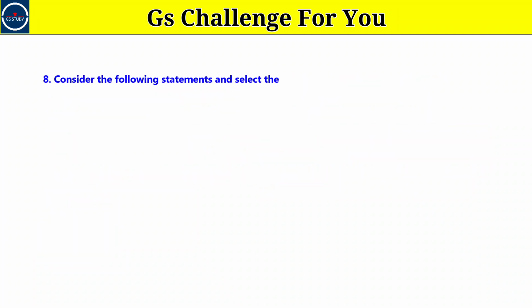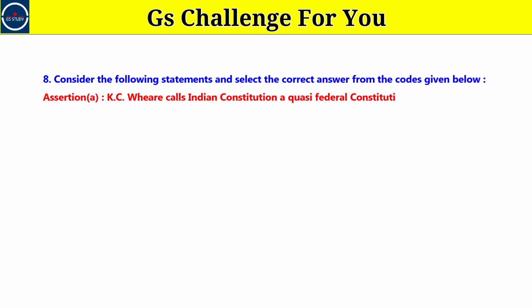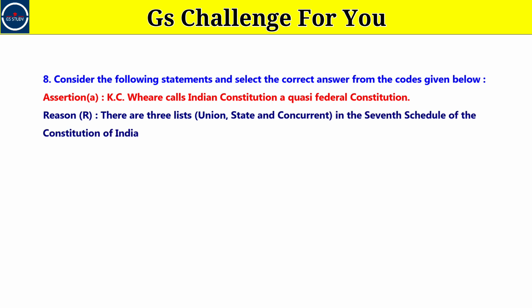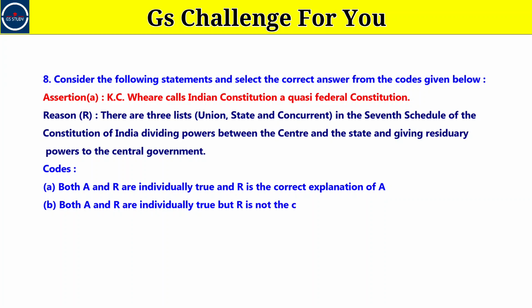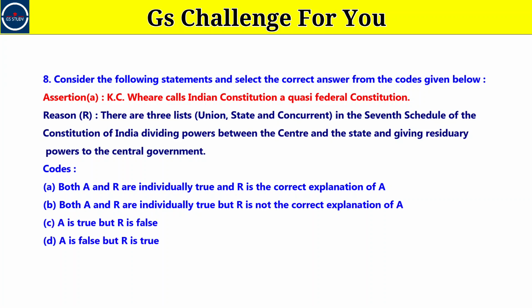8. Consider the following statements and select the correct answer from the codes given below. Assertion A: K.C. Wheare calls the Indian Constitution a quasi-federal constitution. Reason R: There are 3 lists, Union, State and Concurrent, in the 7th schedule of the Constitution of India, dividing powers between the center and the state and giving residuary powers to the central government.